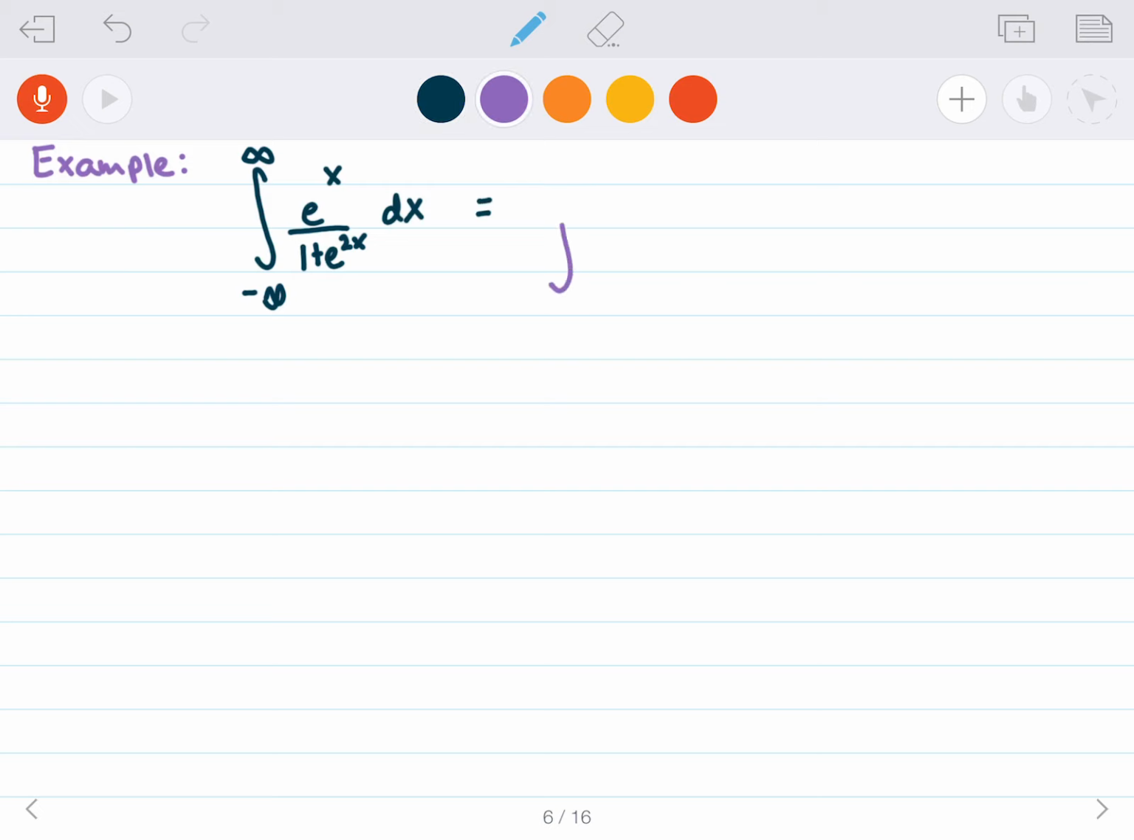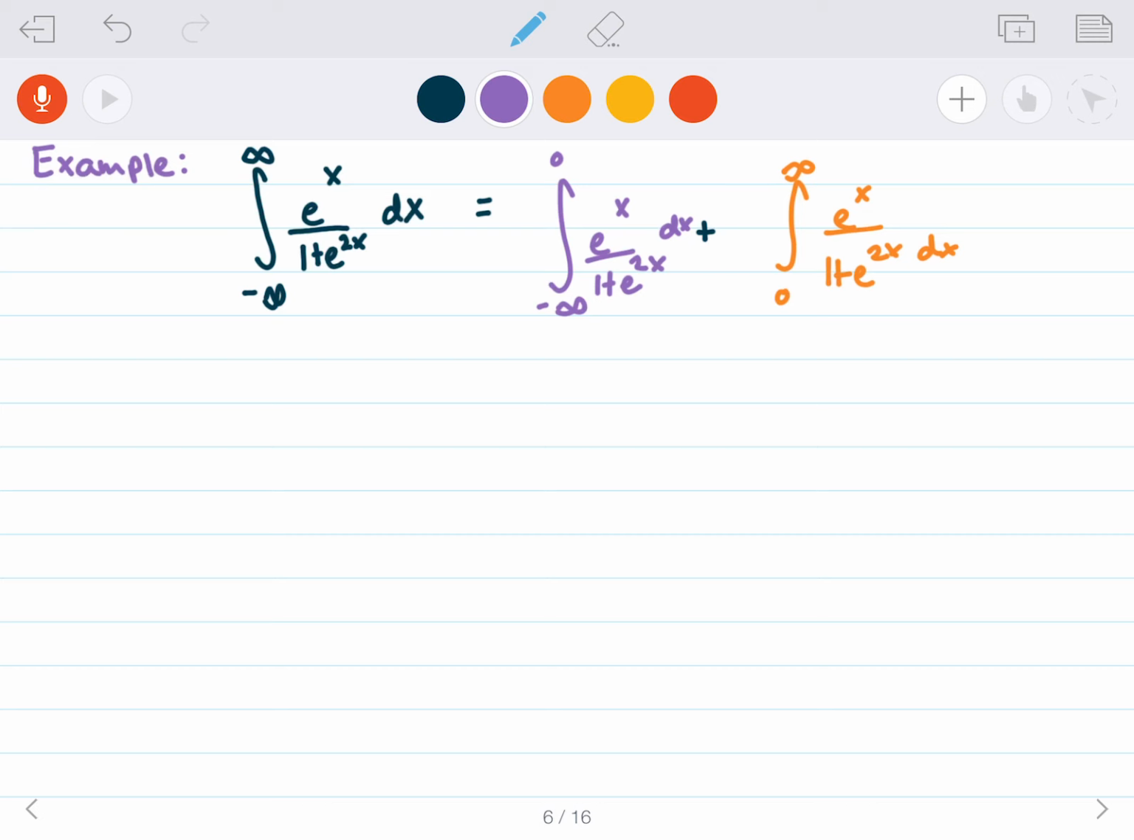So I'm going to go from negative infinity to 0, find the area under this curve, plus, and then I'm going to go from 0 to positive infinity. And I forgot my dx on the purple, but okay.